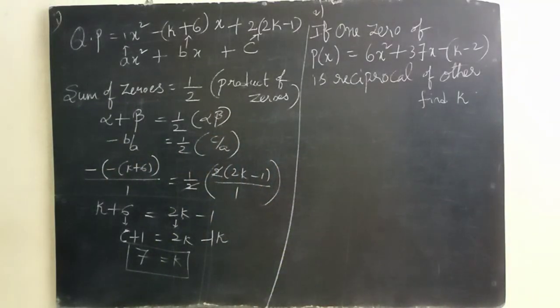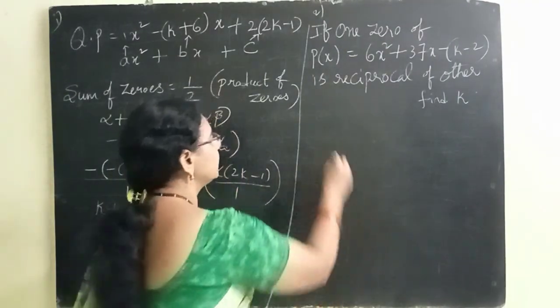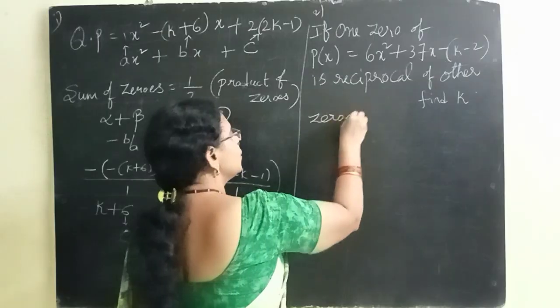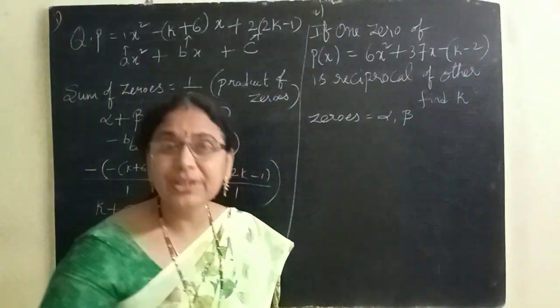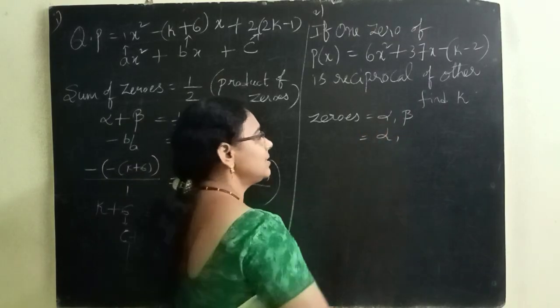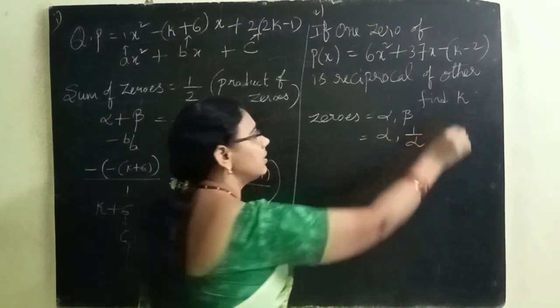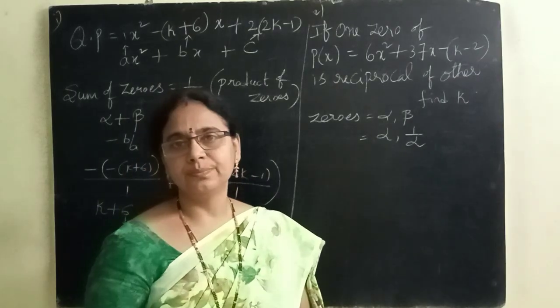Here it's a quadratic polynomial. It has two zeros, and one zero is the reciprocal of the other. Generally for zeros we are habituated to alpha and beta. But according to this, one zero is the reciprocal of the other. If one is alpha, the other one is 1 by alpha.